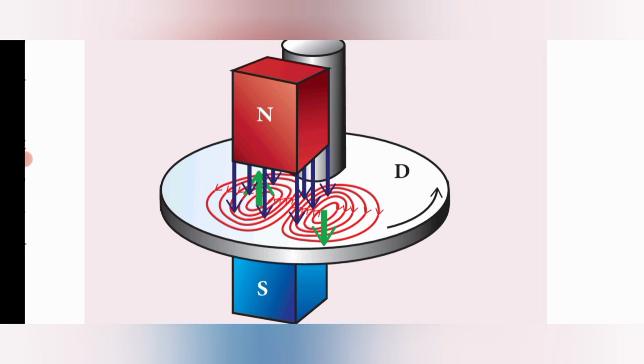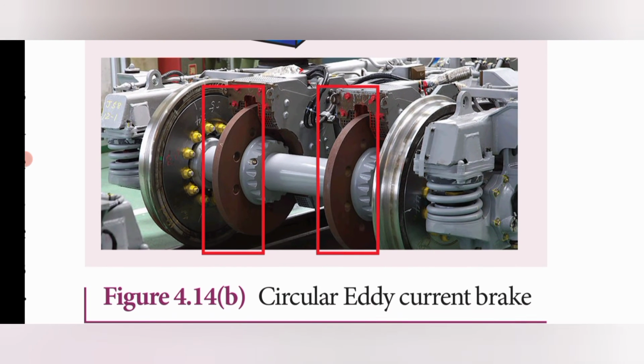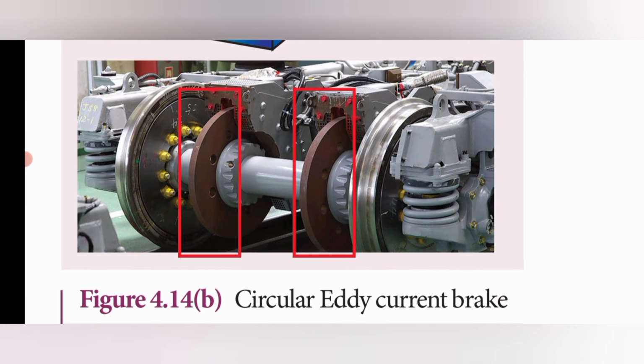There is also another brake, the circular eddy current brake. See the diagram here. So this is the circular eddy current brake, another type of eddy current brake. Here a circular disc is connected to the wheels of the train, and it is made to rotate between the poles of an electromagnet. When the electromagnet is switched on, it produces an induced current, and the train automatically stops. So this is another form of the circular eddy current brake.